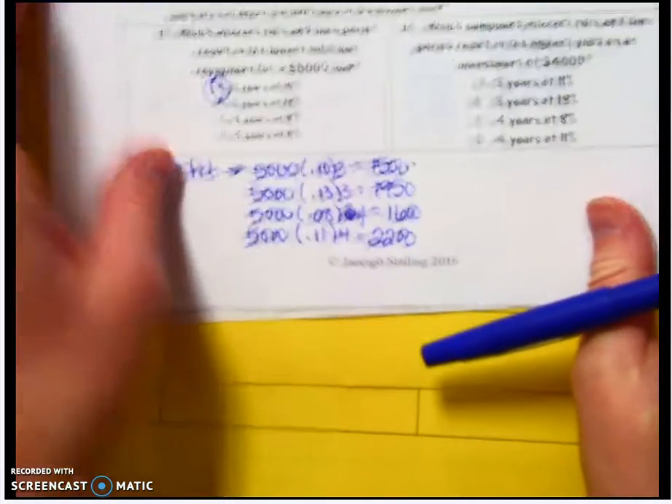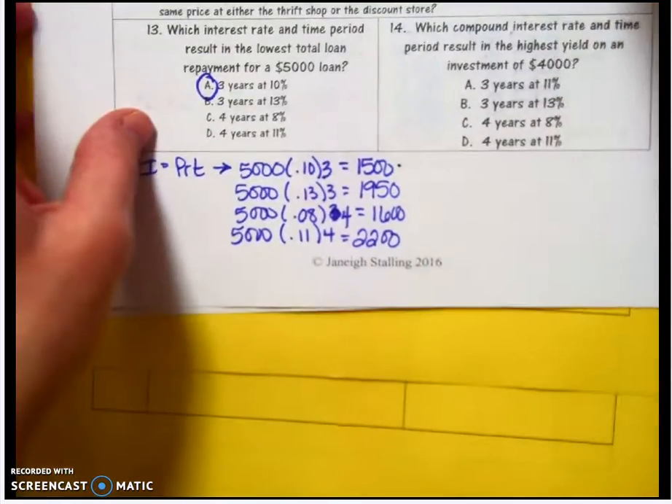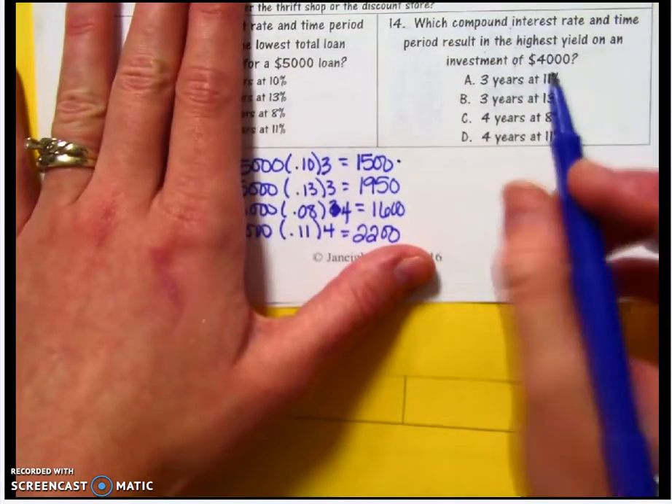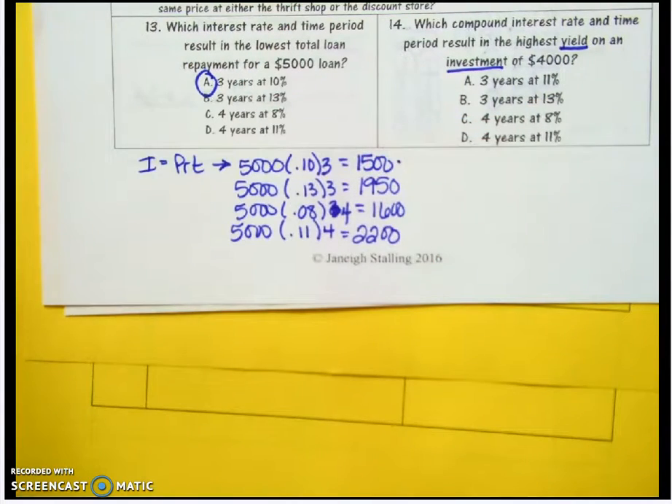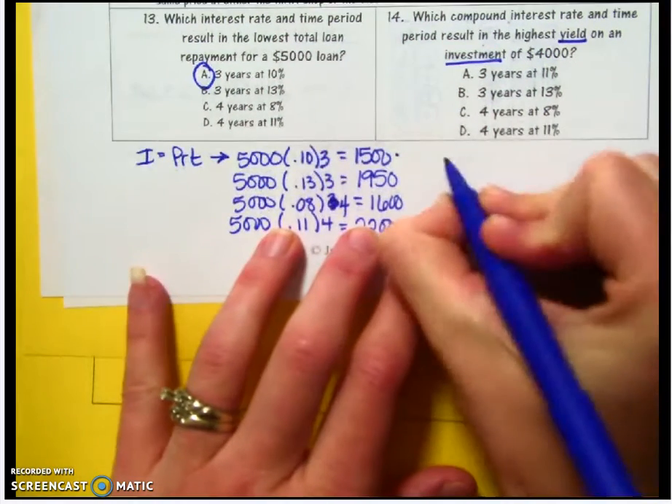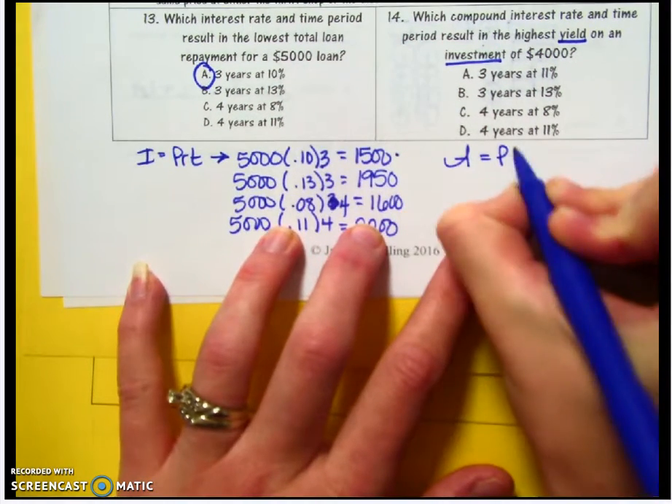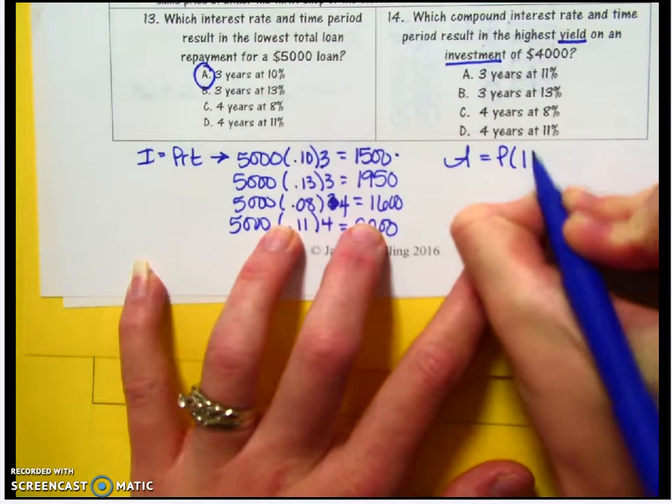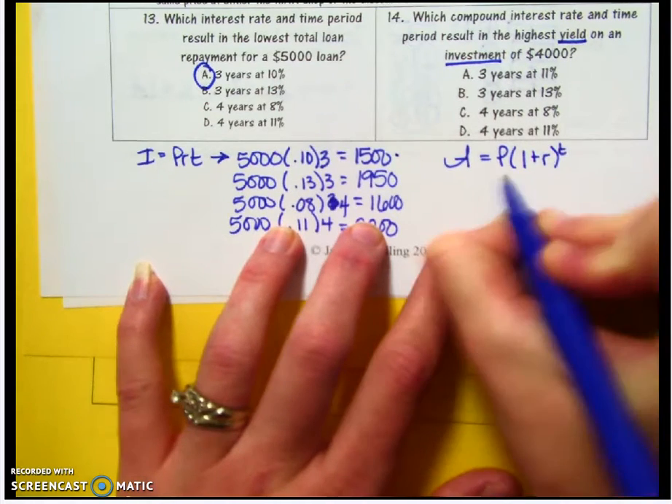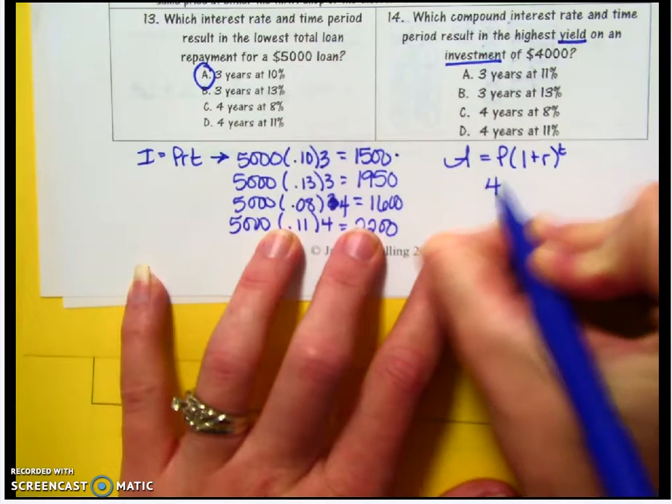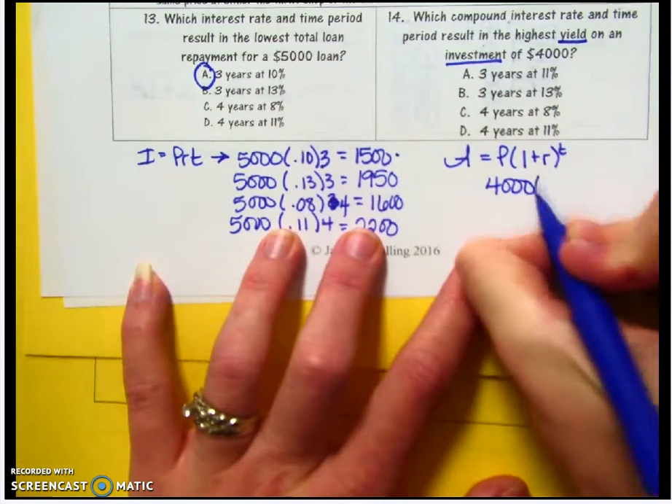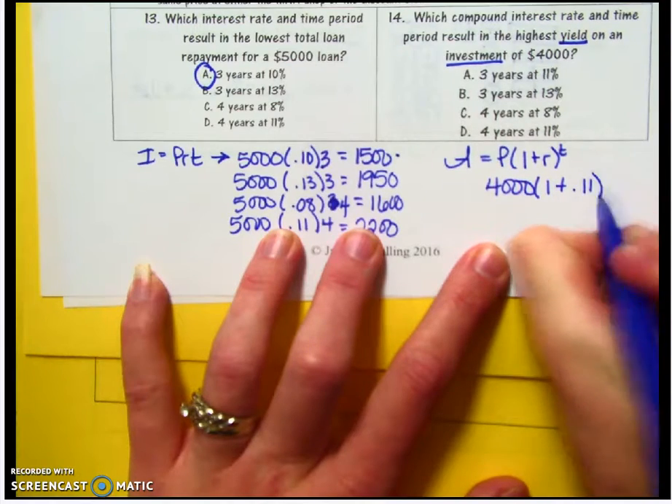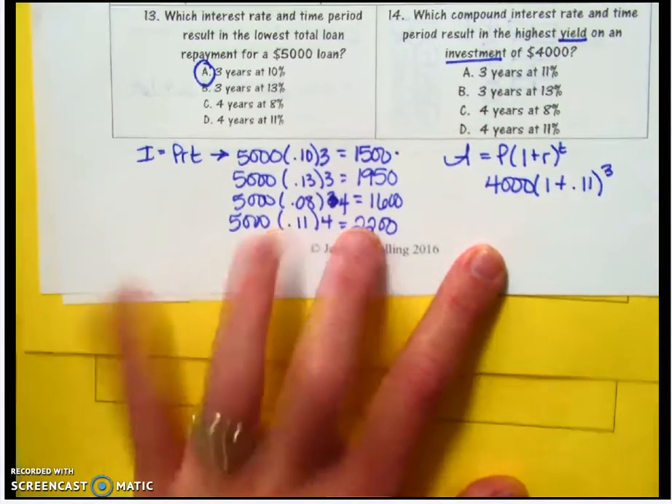All right, 14, which compound interest rate and time period result in the highest yield? So yield and investment means I want the greatest amount. I want the most free money that I can get. So you would use your compound interest rate, and you would have to do it for each problem. And then to the 3rd years would be your time.